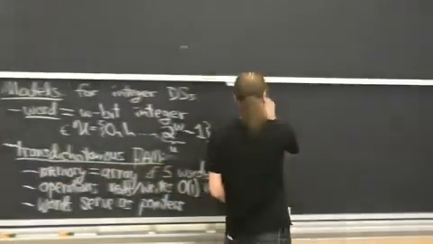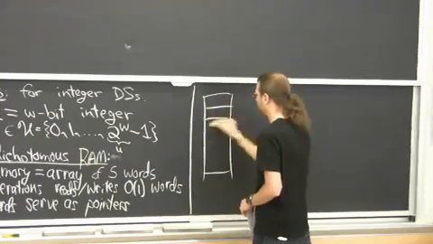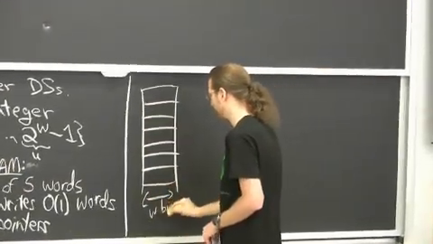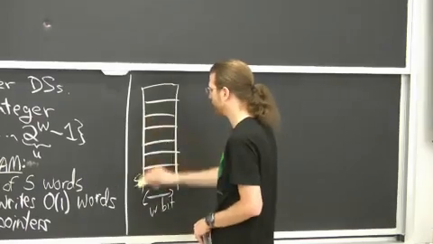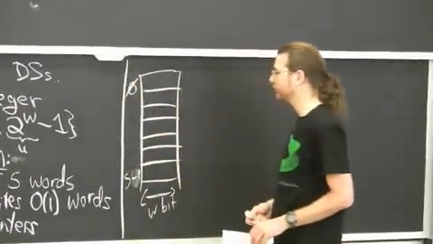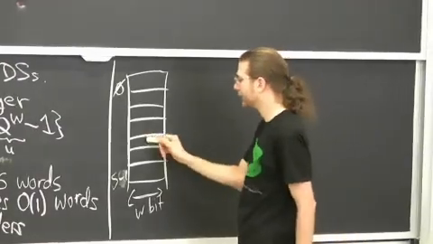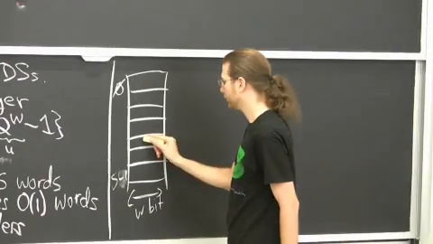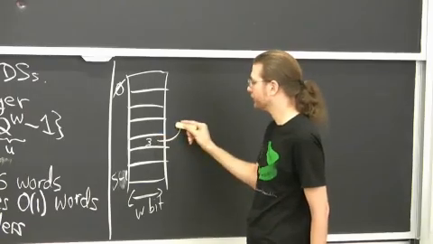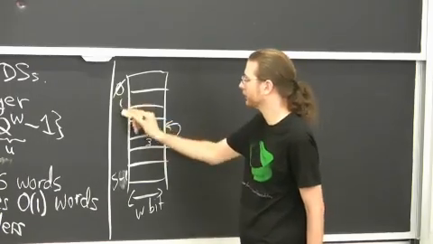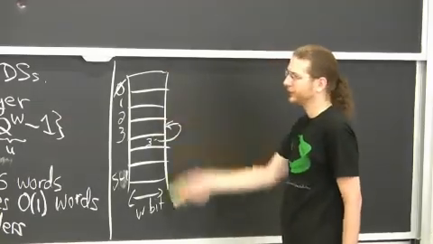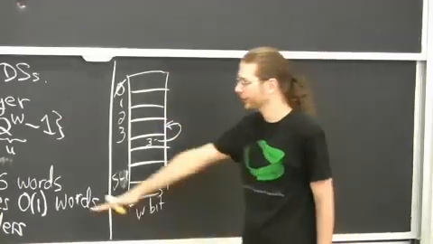Here's my memory of words. Each of them is W bits. There's S of them, from 0 to S minus 1. If you have the number 3 here, that can be used as a pointer to the third slot of memory: 1, 2, 3. You can use numbers as indexes into memory. So that's what I mean by words as pointers.